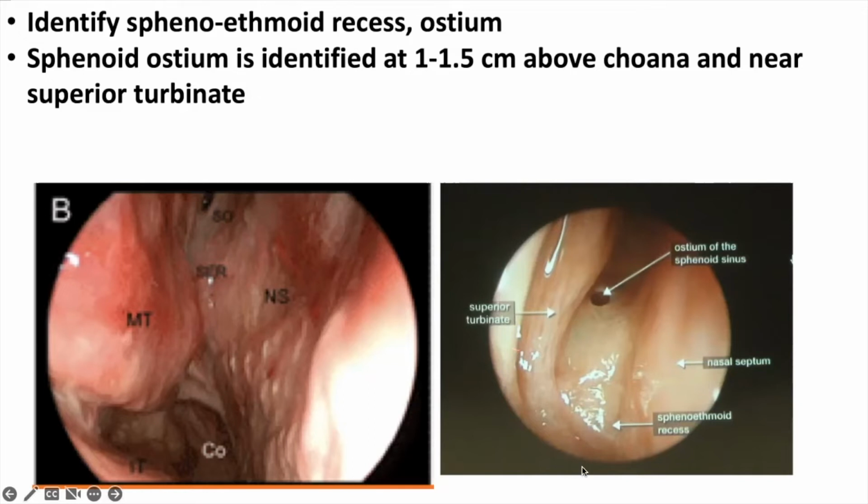So even if you make an opening at 1 centimeter above the choana, you will reach into the sphenoid sinus, but don't go beyond 1.5 centimeters, because this side will be the anterior fossa. So this is the superior limit. Ostium is the superior limit of the sphenoid sinus. Do not err on the superior side. You can enter the sphenoid sinus at the ostium or a little below the ostium.